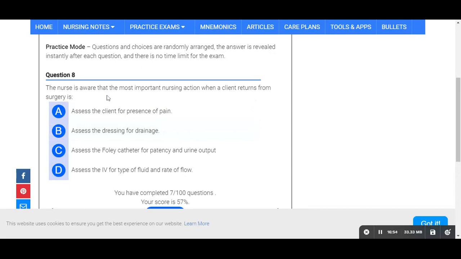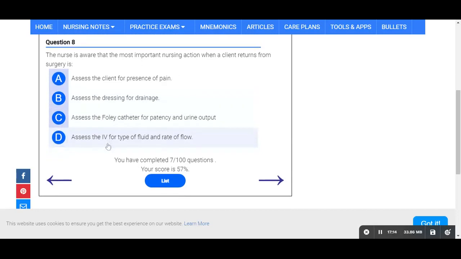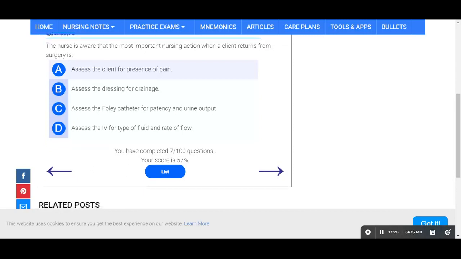The nurse is aware that the most important nursing action when a client returns from surgery is: assess the client for presence of pain, apply dressing for drainage, assess the Foley catheter for patency and urine output, assess the IV for type of fluid and rate of flow. So for the pain, returning from surgery, having pain is pretty much normal, right? You're having a wound, you're being opened up, so the pain is normal.